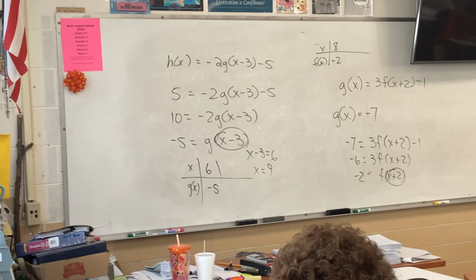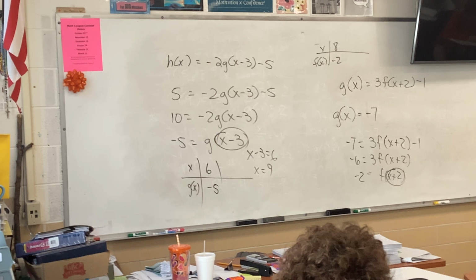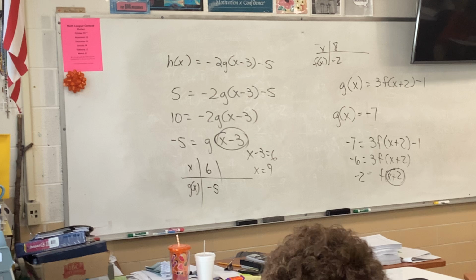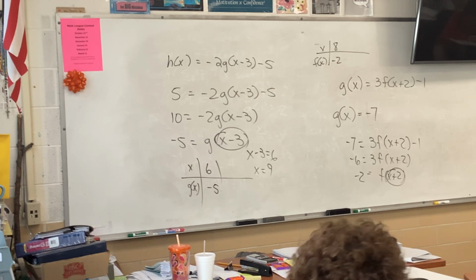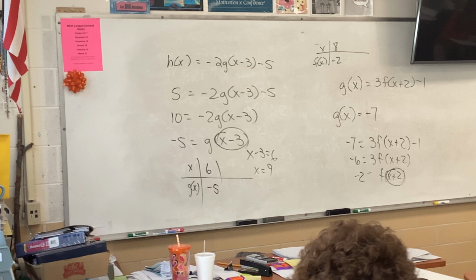Y's are going to be times by 5, and then moved up 3, and you got to do it in that order, guys. PEMDAS, all right? So we're going to times by 5, and then add 3. Good. We haven't done a domain range problem in a while. Let's look at number 12.